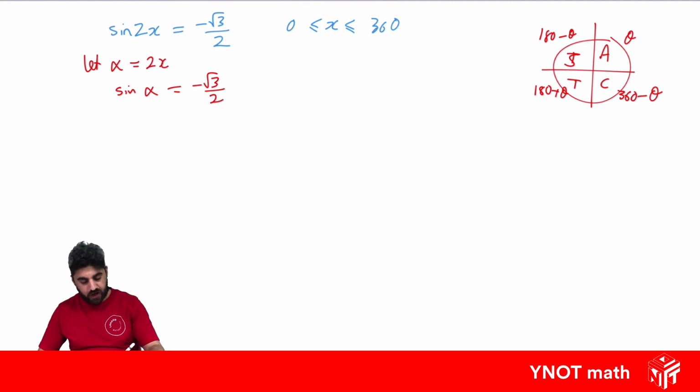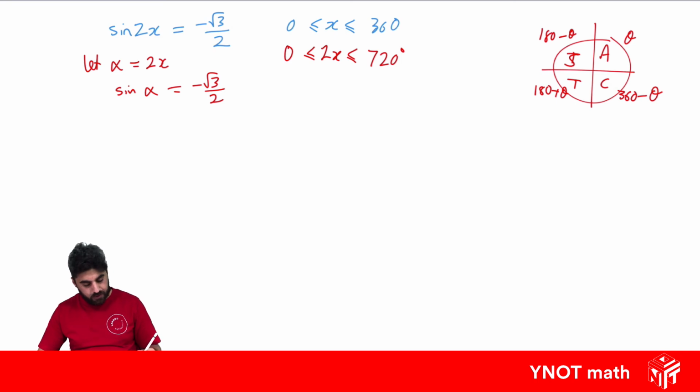So how would you change an x to a 2x? Well, you just multiply it by 2. And whatever you do in this inequality, 0 multiplied by 2 is 0, and 360 multiplied by 2 is 720. So we've got a new domain that we have to look inside now, because when this is changed, it changes our domain. So now we need to do 2 revolutions of our circle.